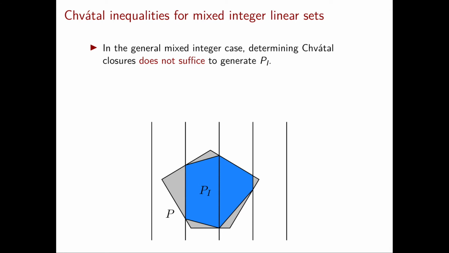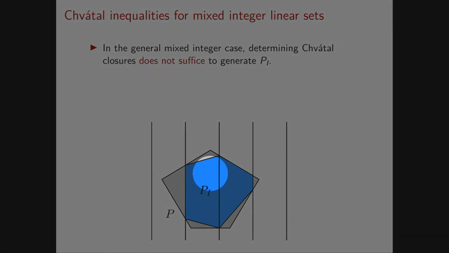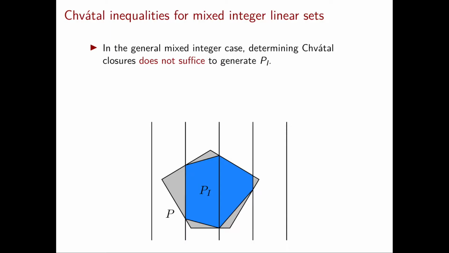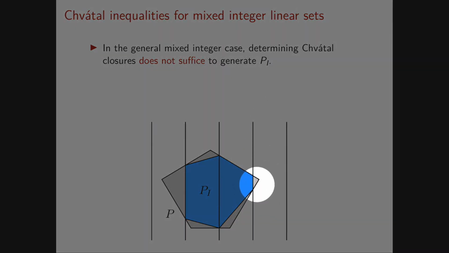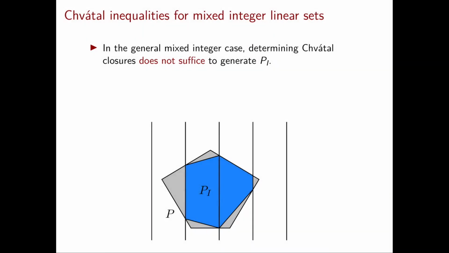It's immediately clear from this example that Chvátal inequalities are not sufficient to generate the mixed integer hull of P in the mixed integer setting. In this example, we've seen that P^I is this blue region, and given the definition of Chvátal inequalities, here we are only able to chop off this triangle with an inequality here on the right and to chop off this other triangle here on the left with an inequality on the left. But we will never be able to obtain this facet defining inequality of P^I, this one or this one. Therefore, we will never be able to obtain the mixed integer hull of P.